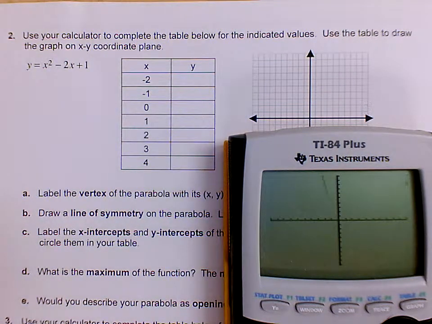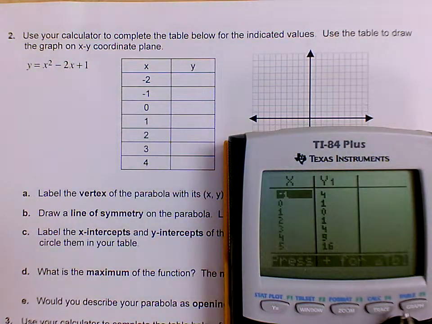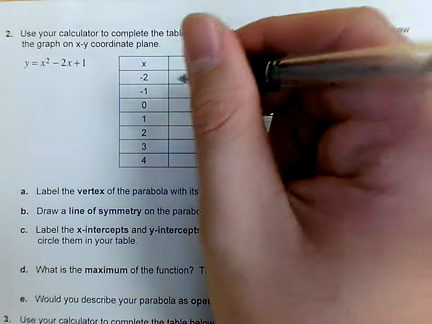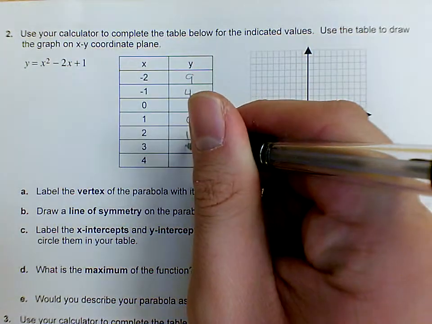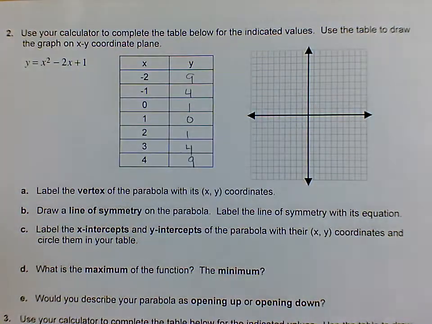I can hit graph and I can see a picture of the graph, and then I can hit second graph. So you can see the blue word table right there. And that blue word table helps us see this table. So I want to start my values at -2. So then I can write down in this table, it's going to be 9, 4, 1, 0, 1, 4, 9.